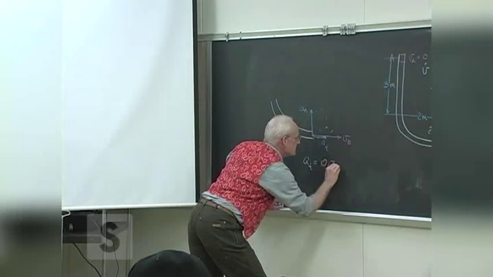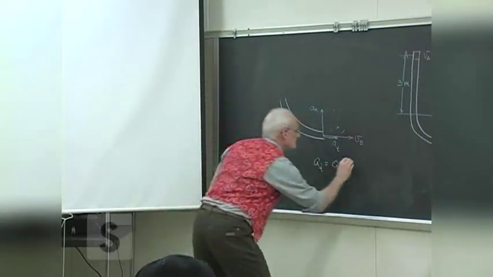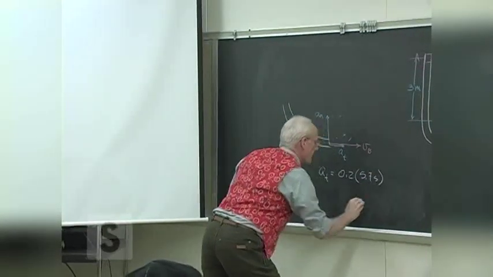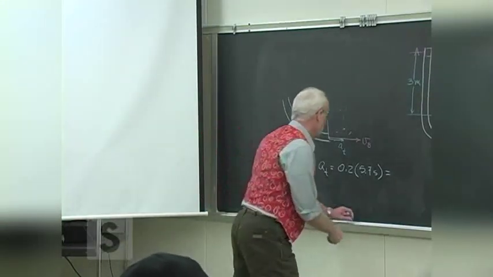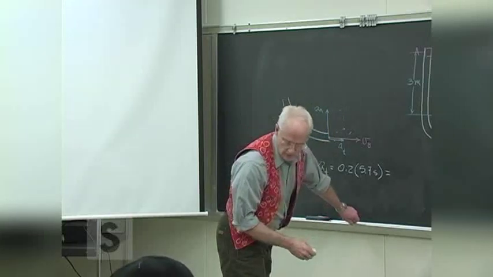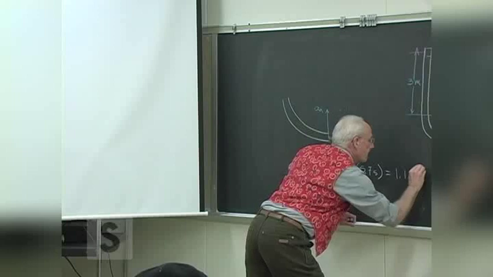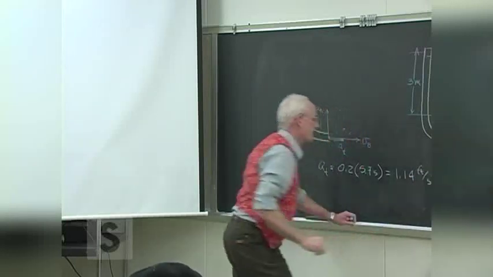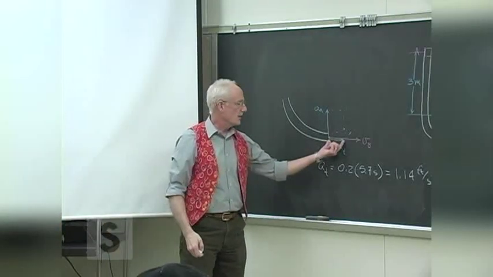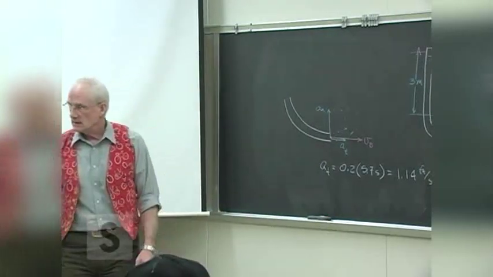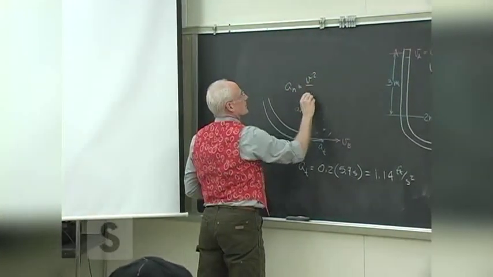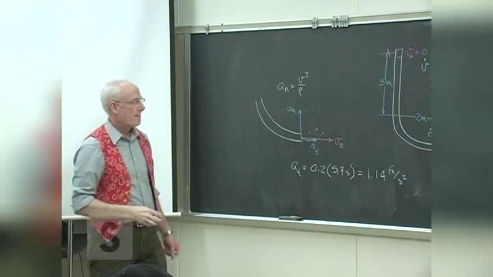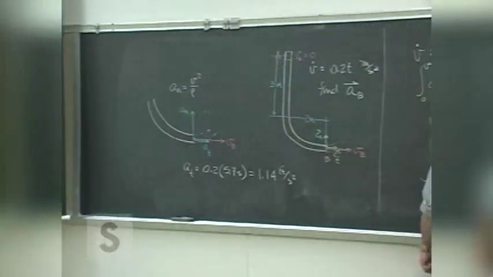Tangential is 0.2 at 5.7 seconds, that comes to 1.14. Yep. So that's this component. Is that the right direction? It is. It's an acceleration along the path rather than a deceleration. A n is v squared over rho at that point, and v squared we can get.